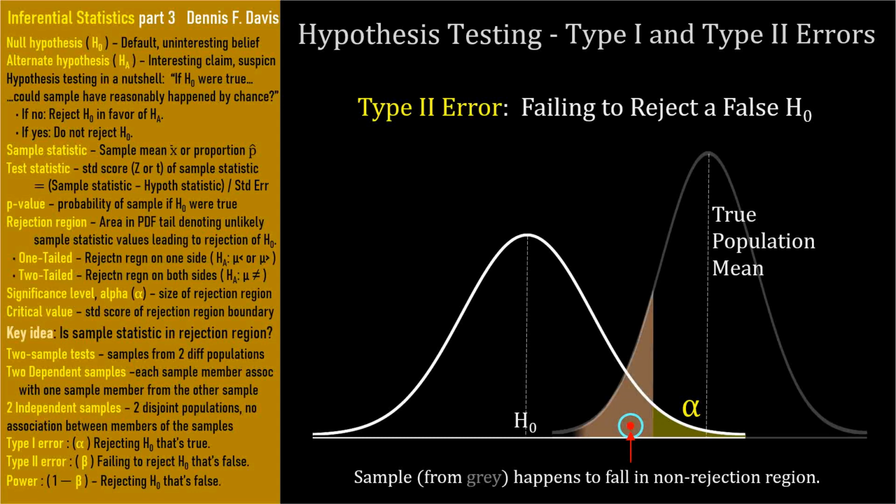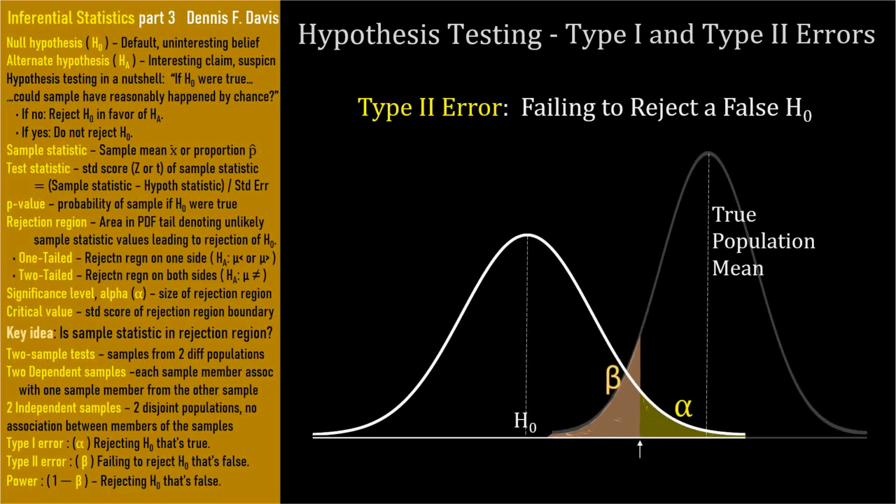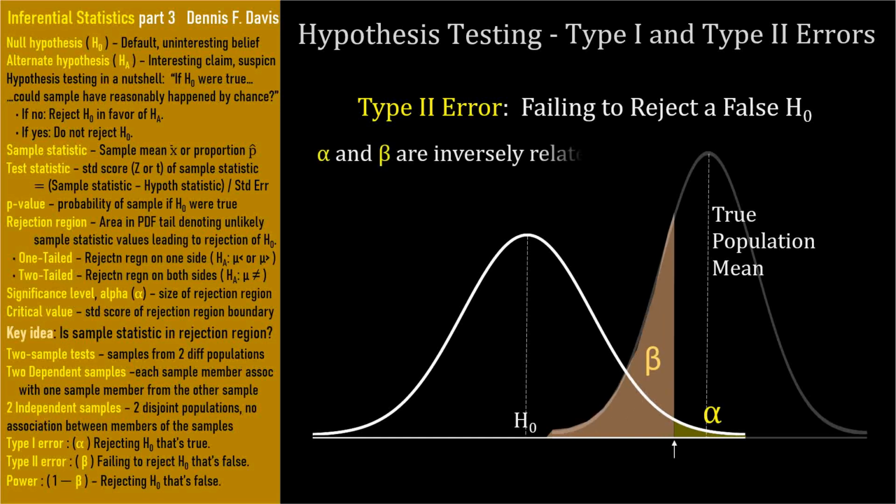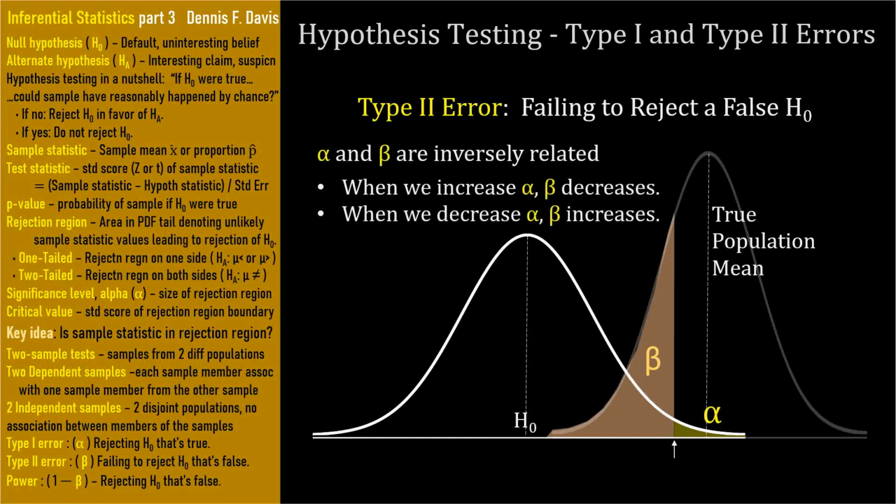On this diagram, I'm shading beta, the probability of a type 2 error. It's the proportion of samples from the true gray PDF that fall in the non-rejection region of the hypothesized white PDF. As you can see, the value we choose for alpha affects the size of beta. Let me mark the boundary between them so you can see that if we increase alpha, beta will get smaller. And if we decrease alpha, beta will get larger. So alpha and beta are inversely related.